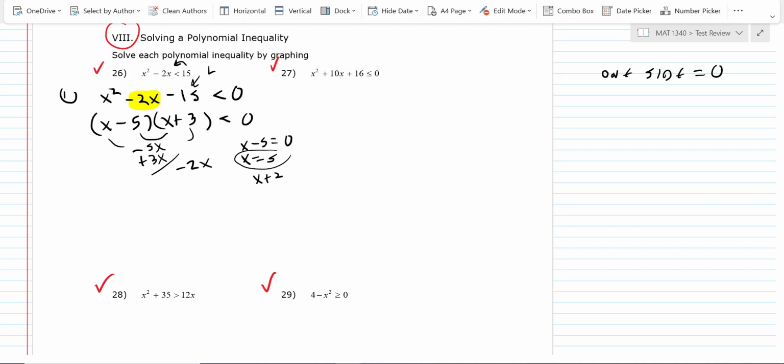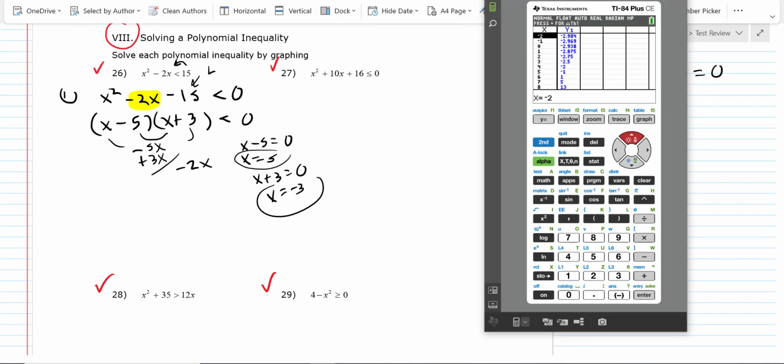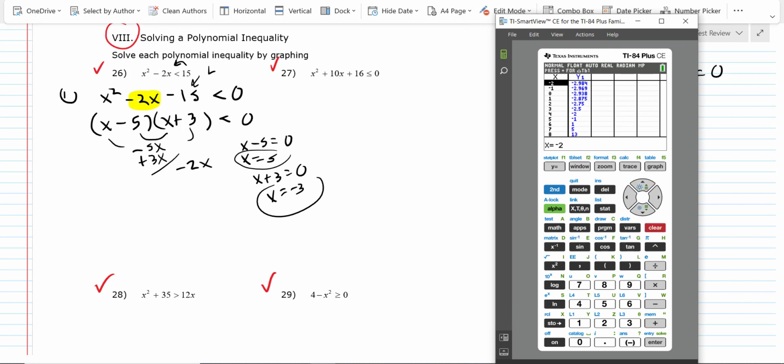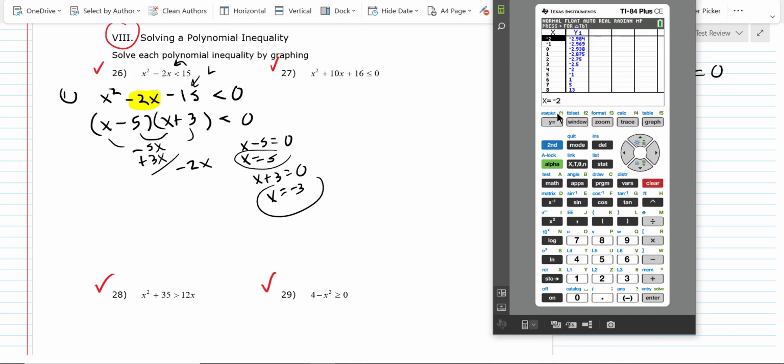You have x plus 3 equals 0, x equals -3. And even if you don't know how to do this, the graphing calculator will bail you out of this problem anyway. Okay. All right, get your calculator out and I'll show you exactly what I want you to do. And then you'll be able to do these problems really easily.